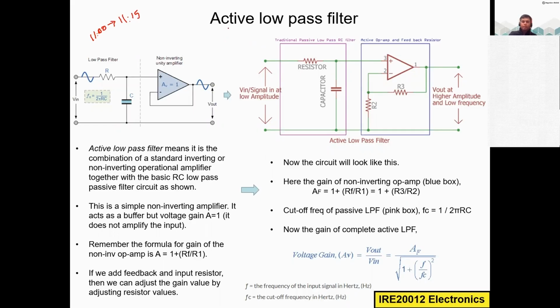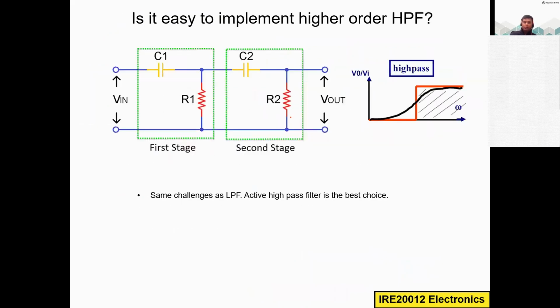We are going to see the active low pass filter now. So far we had seen the passive low pass filter. In the active low pass filter, it's the combination of a standard inverting or non-inverting operational amplifier together with the basic RC low pass passive filter. Here you can see this part is called a traditional passive low pass filter. You can see just one resistor and one capacitor. This is the design we had seen so far.